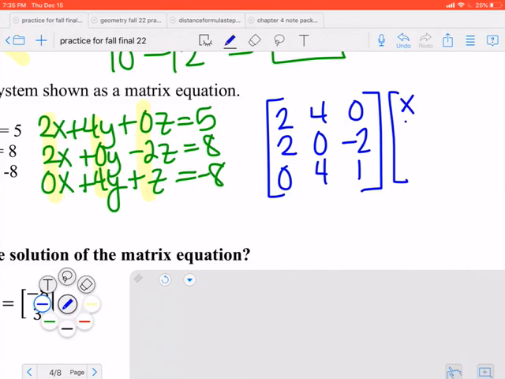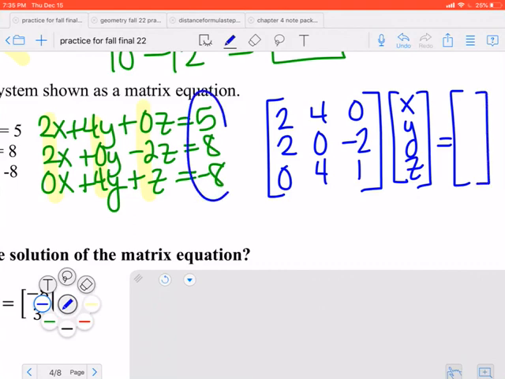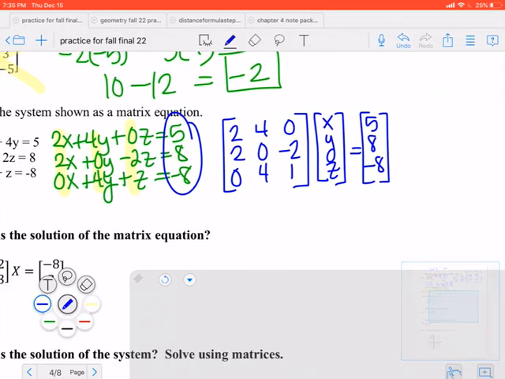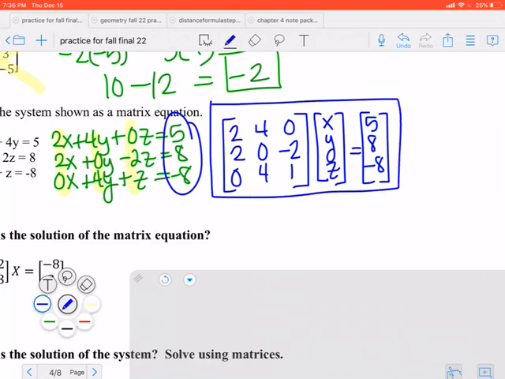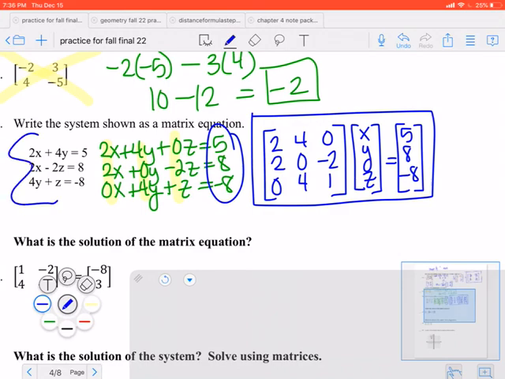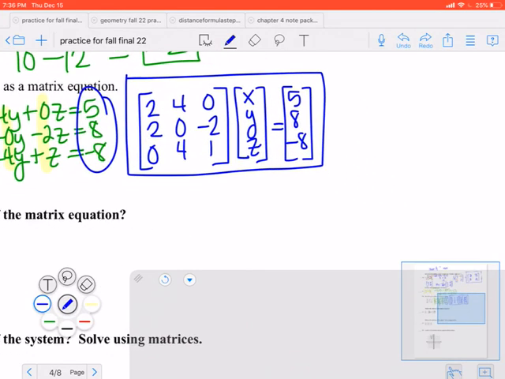Times our variables, x, y, z, equals our constants on the other side, 5, 8, negative 8. So that's all the question was asking us to do: represent that system as a matrix equation. If you wanted to use matrices to solve this system, it would work like this.